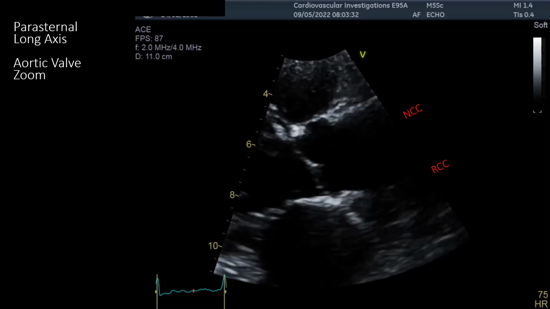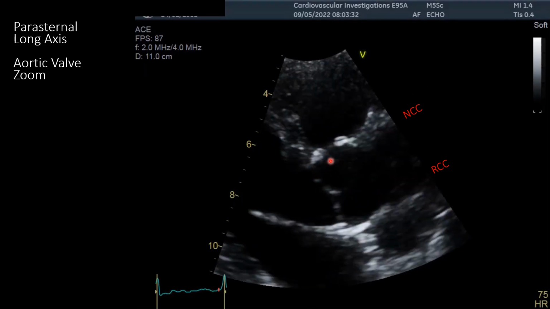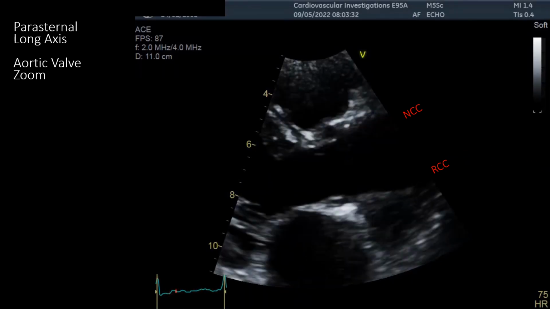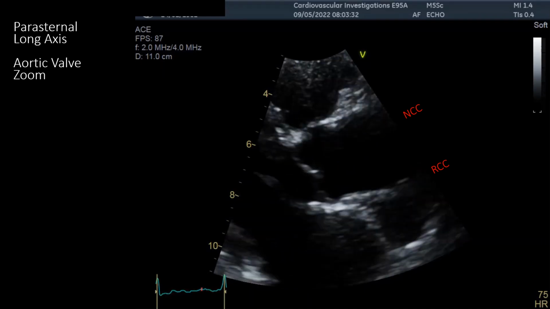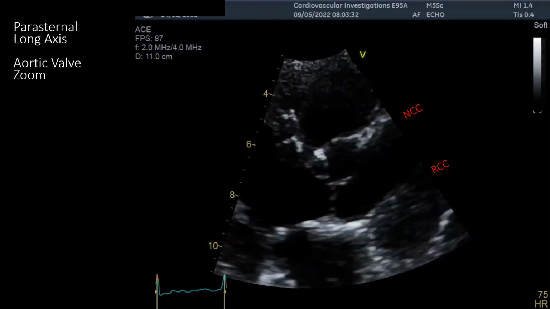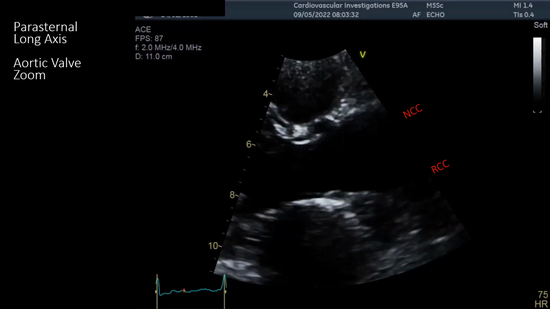We're now just zoomed onto the aortic valve itself, so that we can see the non-coronary cusp lying closest to the probe and the right coronary cusp lying more posteriorly. This image just allows us to interrogate the valve movements, the thickness of the leaflets, and to look for any obvious thickening or abnormal movement of leaflets.